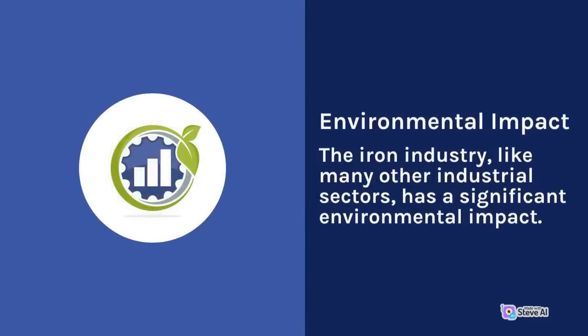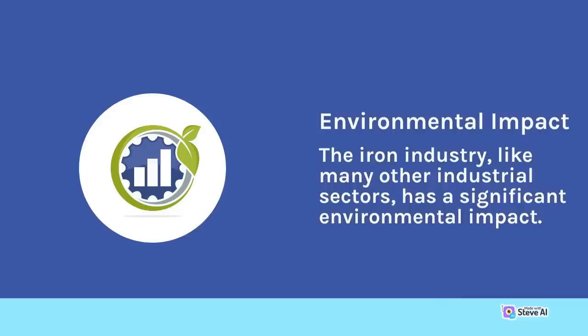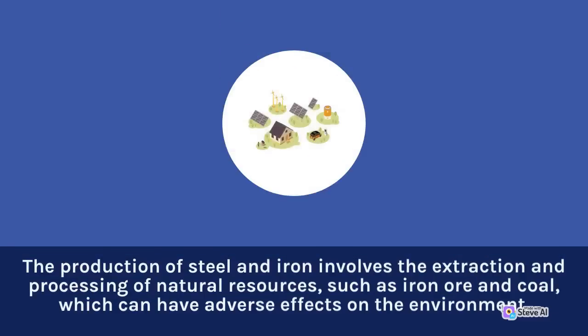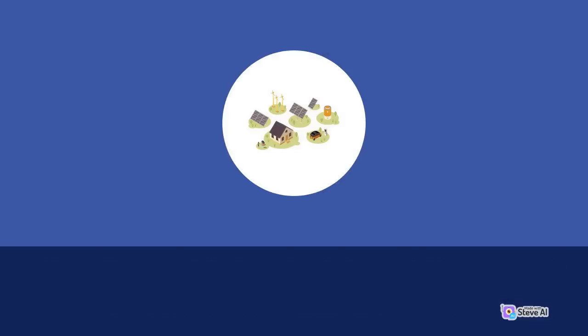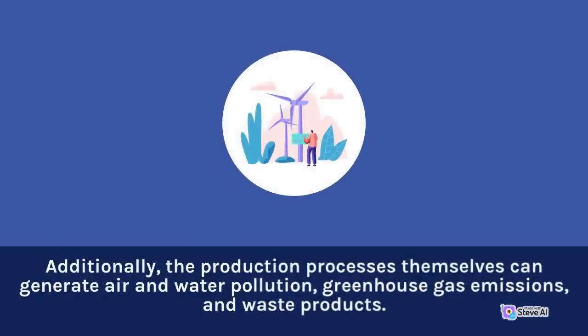Environmental impact. The iron industry, like many other industrial sectors, has a significant environmental impact. The production of steel and iron involves the extraction and processing of natural resources, such as iron ore and coal, which can have adverse effects on the environment. Additionally, the production processes themselves can generate air and water pollution, greenhouse gas emissions, and waste products.